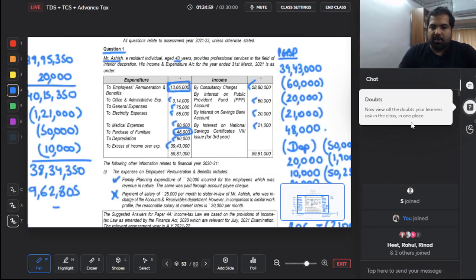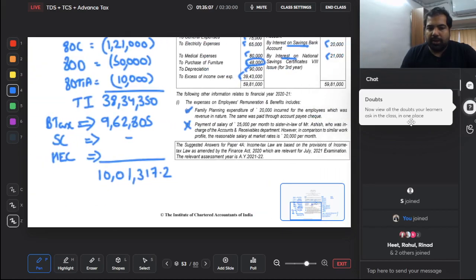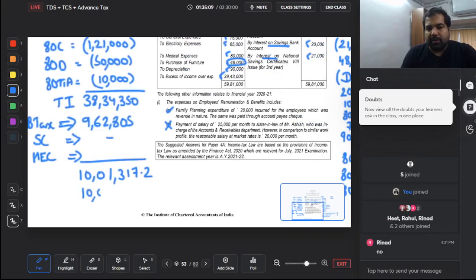Let's just check for TDS, guys. Any TDS on the incomes, consultancy charges, interest on PPF, interest on saving, interest? No TDS, no TCS. So 10 lakh 01,317, that is 320 if we ignore this. So this is the answer for your tax liability. Let's check.